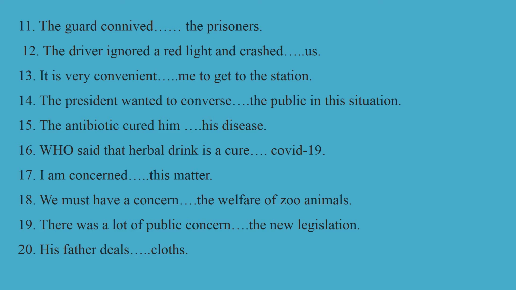Number 17 is I am concerned dash this matter. I am concerned about this matter. Next is we must have a concern dash the welfare of zoo animals. We must have a concern for the welfare of zoo animals. There was a lot of public concern over the new legislation. Now see, concern takes different prepositions in 3 different sentences. I'm concerned about this matter.